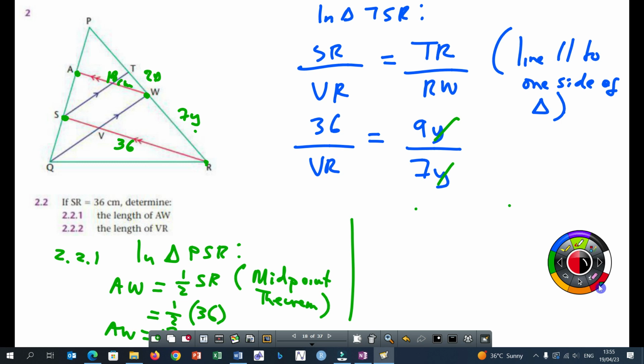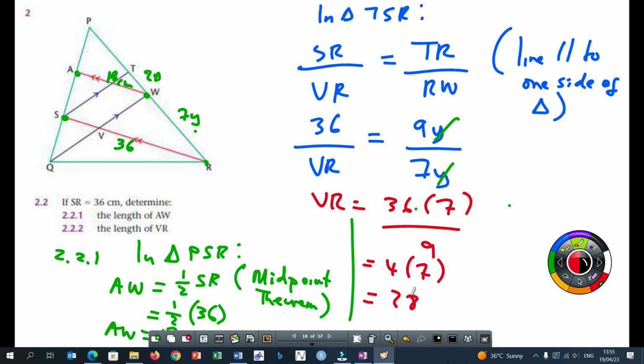Right? So from here you can see that VR can be determined very easily. VR is going to be equal to 36 by 7 divided by 9. This will give me 4 by 7, and I'll get 28. So that will be 28 centimeters. Did you get that? Maybe you used a different approach, but it's fine. Whichever way you answered the question, as long as you use the correct concepts, you should come to this answer. Okay?